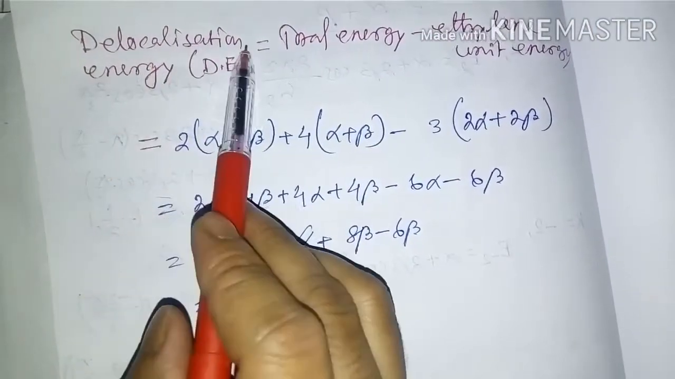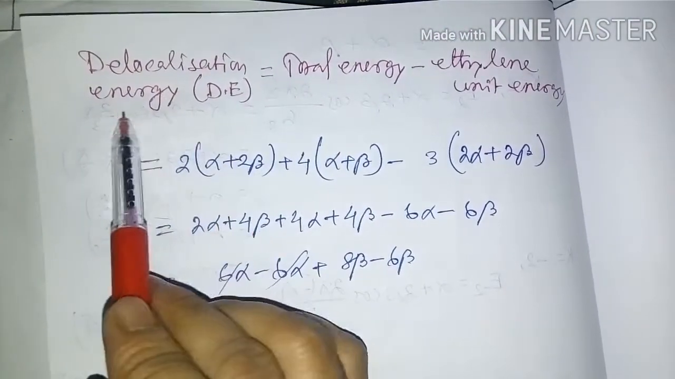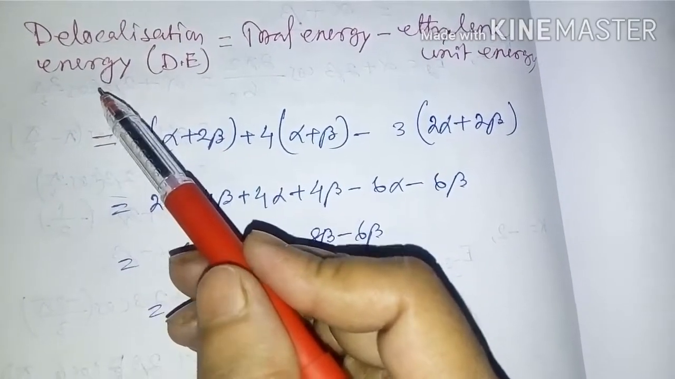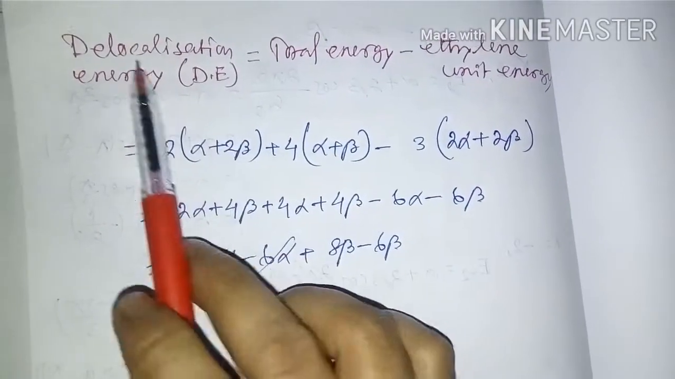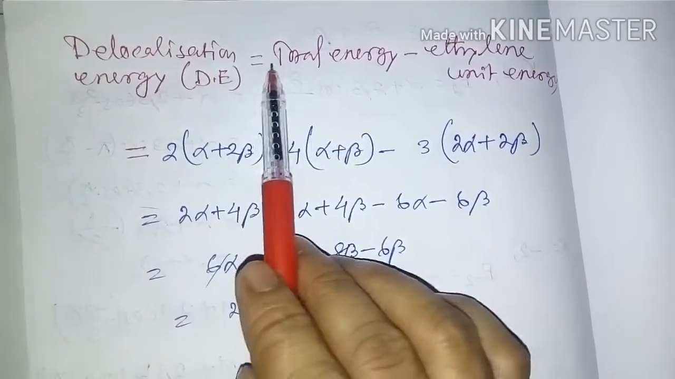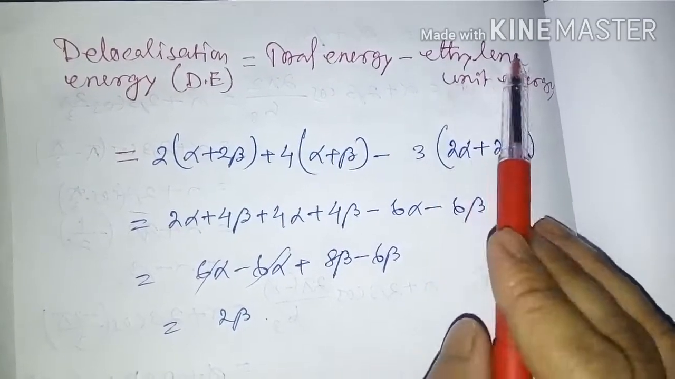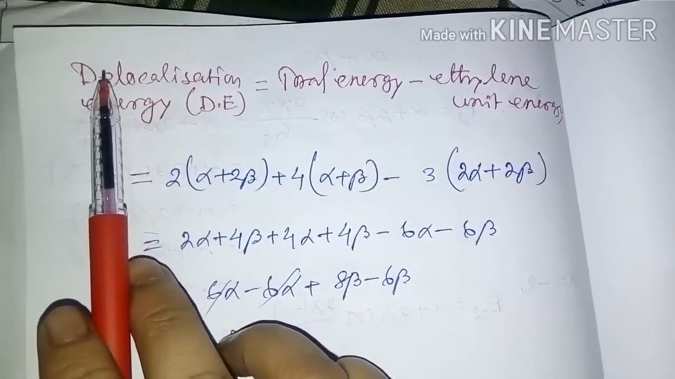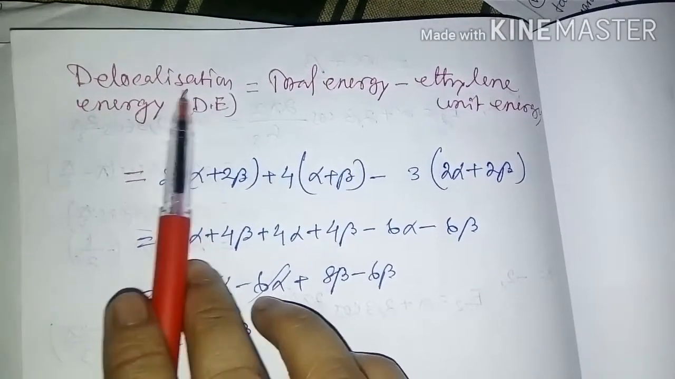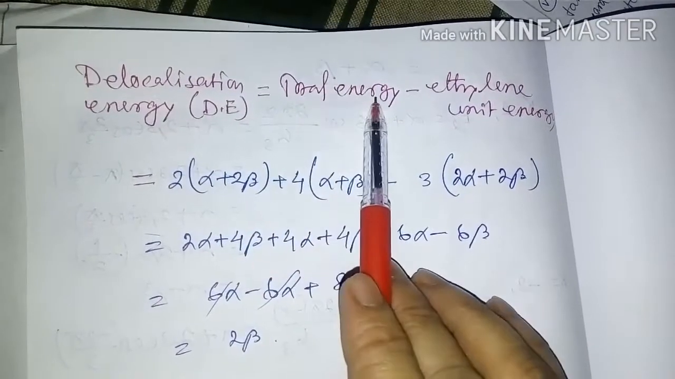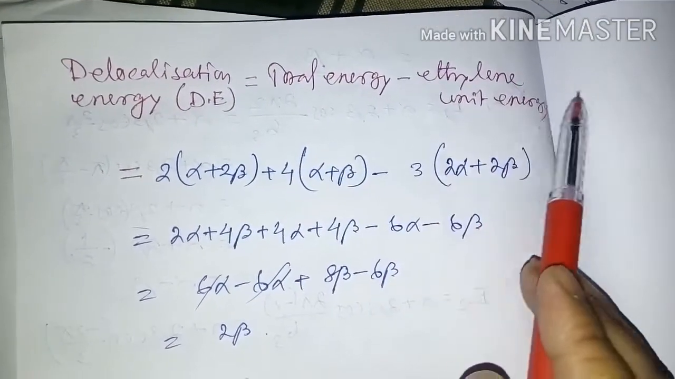Now another very important thing: how to find out delocalization energy, DE. Sometimes this is called pi bond energy. So delocalization energy, DE, equals total energy minus ethylene unit energy. This is the formula, very important, you have to learn it by heart. Delocalization energy, DE, equals total energy minus ethylene unit energy.